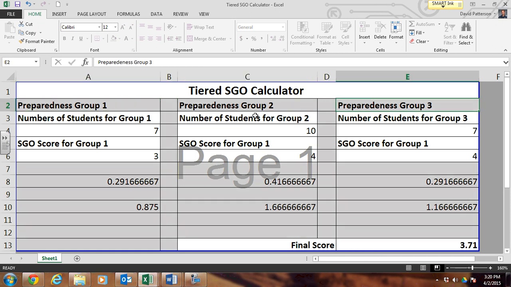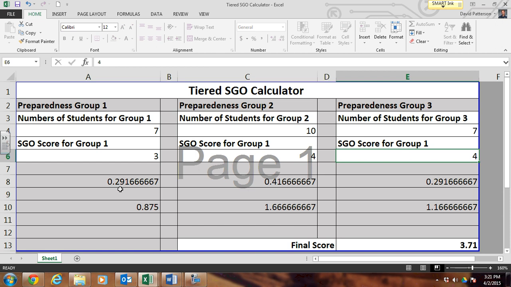They're just called group 1, 2, and 3, but in my case, it's high, medium, and low, or high, middle, and low. I have 7 students in my first group, and I got a 3 on that one. I did have 10 students in my middle group, and I got a 4 on that one, 7 in my third group, and I got a 4 on that one.